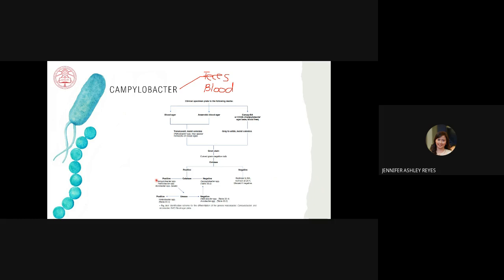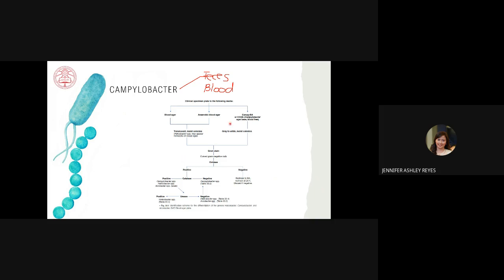So what can we use for those patients na nahihirapan tayong mag-obtain ng stool? So we can do rectal swab for infants or for younger children, yung mga 1 to 2 years old, if ever they cannot provide acceptable fecal specimen.